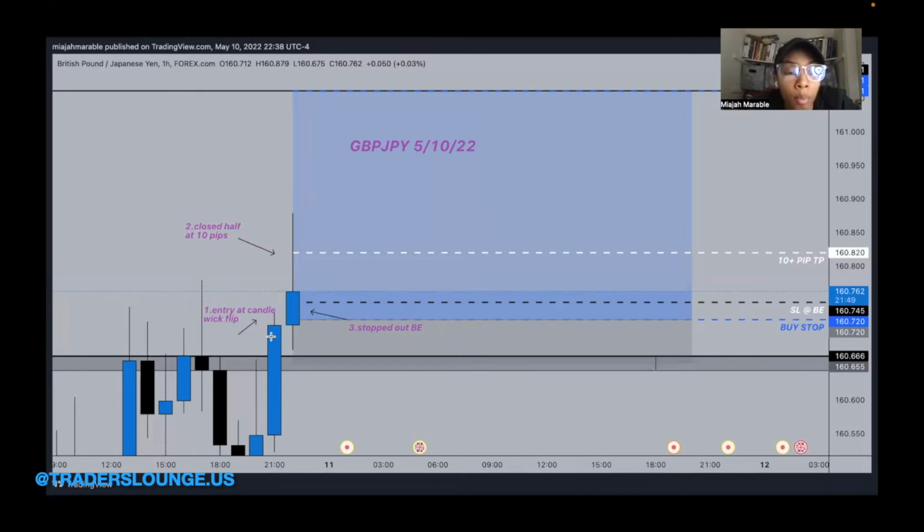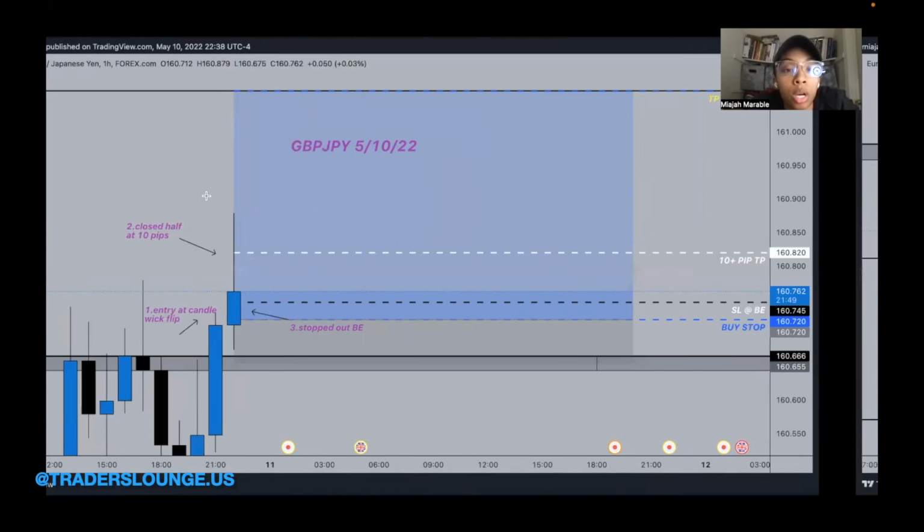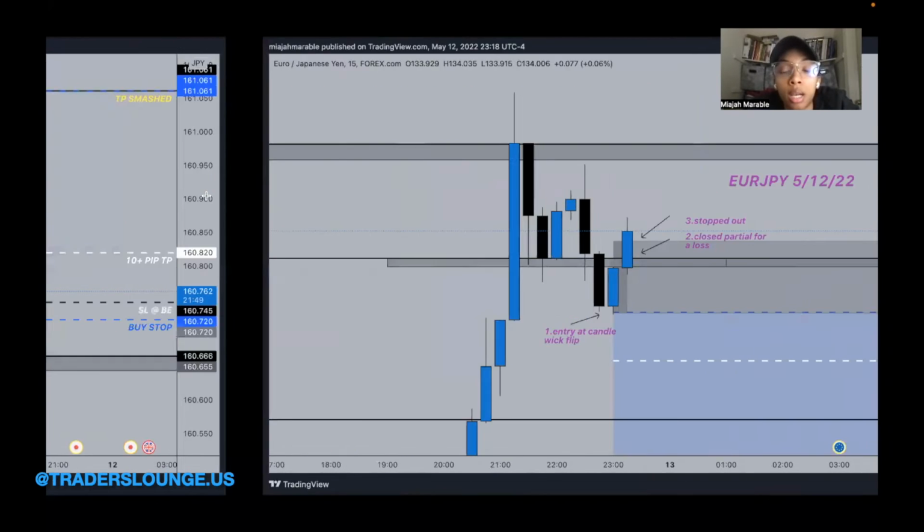So this is on the 1 hour. We have the 1-hour break right here. The next candle came down, tested this area. Once it flipped above, that was my entry at candle wick flip. Price came up here, closed half at 10 pips. I had my 10 pip right here and stopped out pretty even. Price came up and wicked back down, so I was still able to get my 10 pips. That was on Tuesday, I think May 10th.